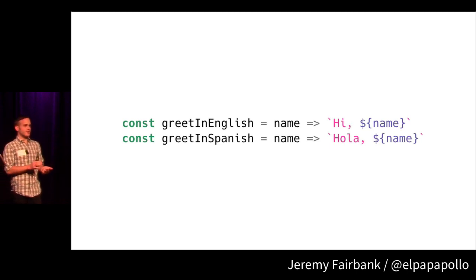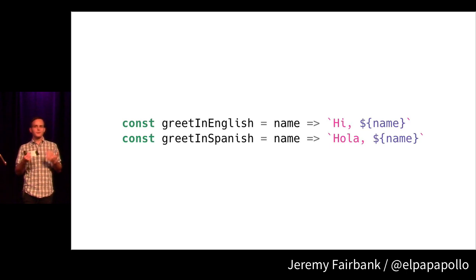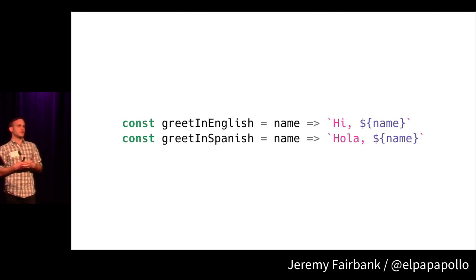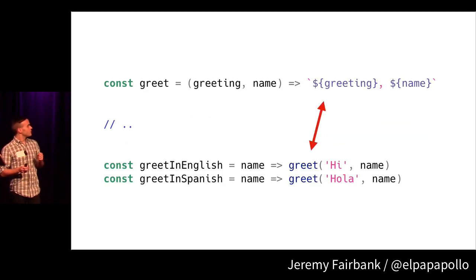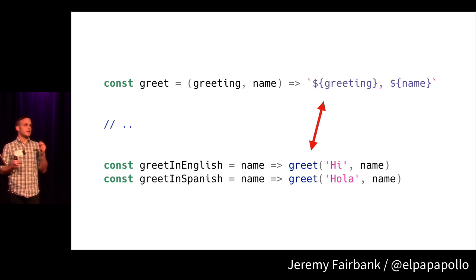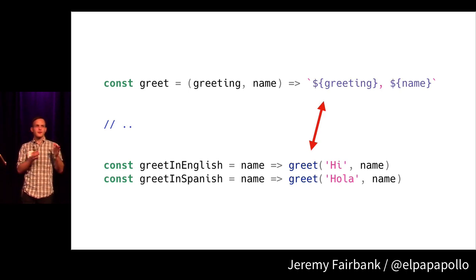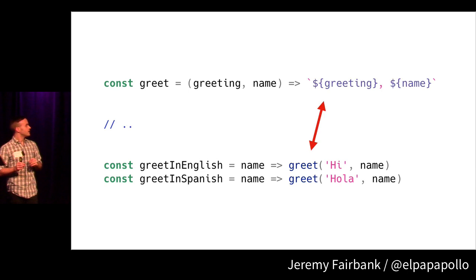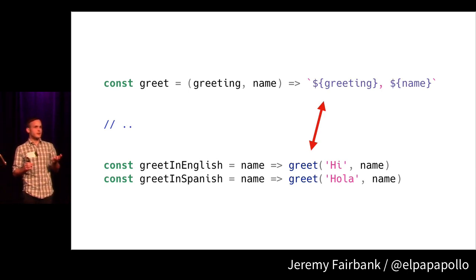Now, it's a very basic function, but we could say, well, there's a little bit of duplication between both of these functions. They both have a greeting and then the name. So we could dry it up a little. We could create a greet function that takes both the greeting and the name, and it returns greeting and name concatenated together with a comma in between. And then our greet in English and our greet in Spanish functions just have to delegate to that function. They both take a name and then they call greet with the appropriate greeting and a name.